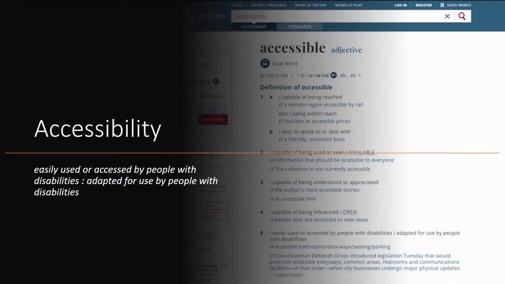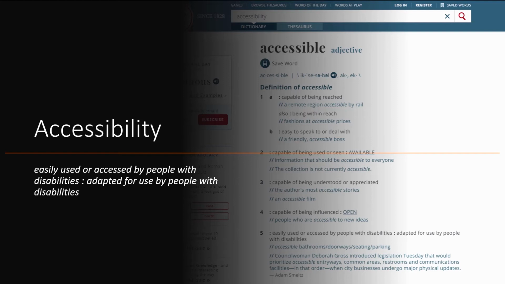New word alert: accessibility. Webster defines accessibility as easily used or accessed by people with disabilities, or adapted for use by people with disabilities. So when we think about accessibility in curriculum design, we're developing our curriculum in a way that can be accessed by people with disabilities.